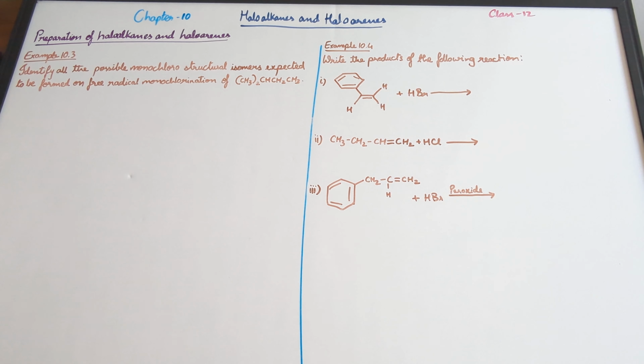In this video, we are discussing the example problems given in your textbook on page numbers 297 and 295. Both of these are related to the preparation methods of haloalkanes and haloarenes. The first one is: identify all the possible monochloro structural isomers expected to be formed on free radical monochlorination of this particular compound.